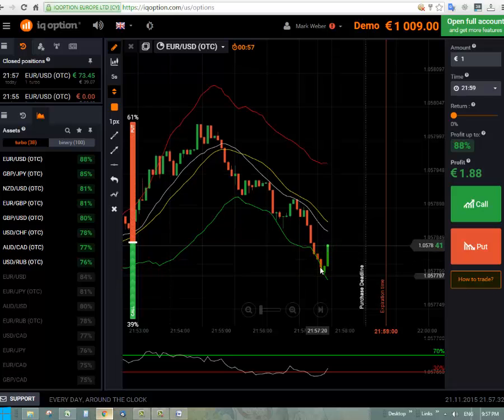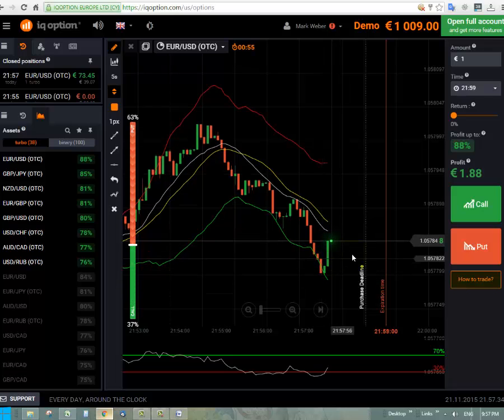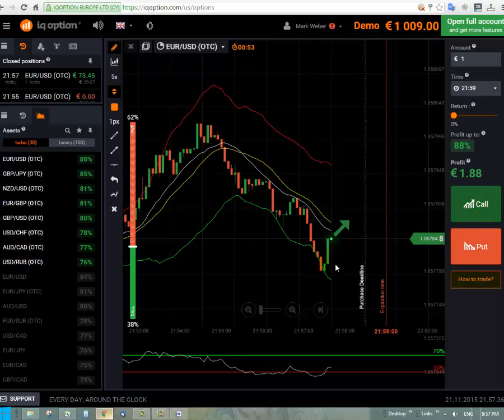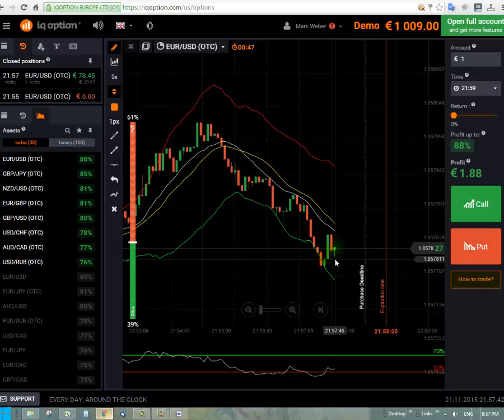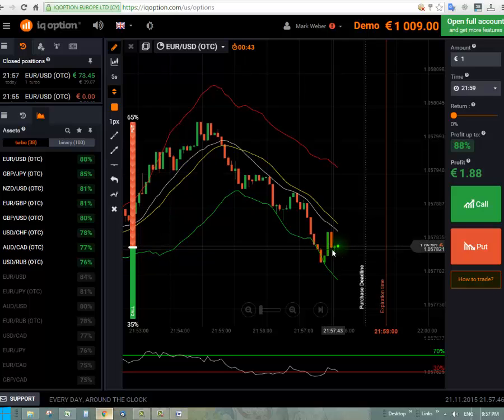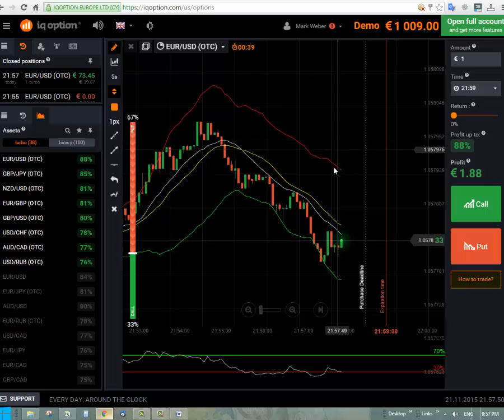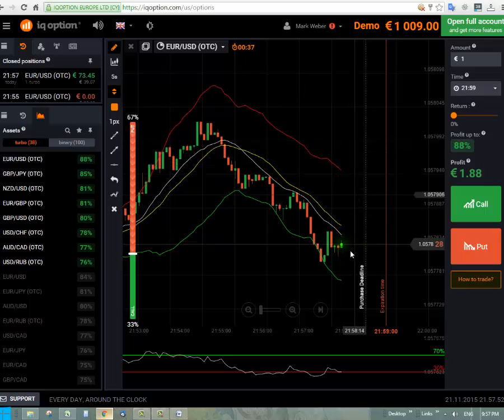We lost this position. It will be okay to open a call position. And now we'll have to wait for the circumstances for the price either to hit the bottom line or hit the upper line.